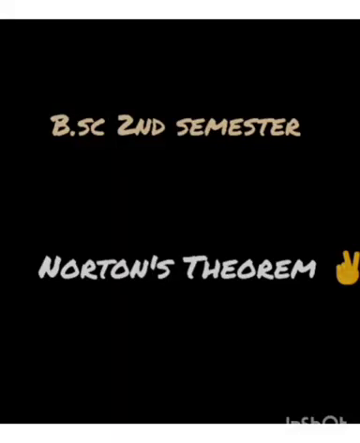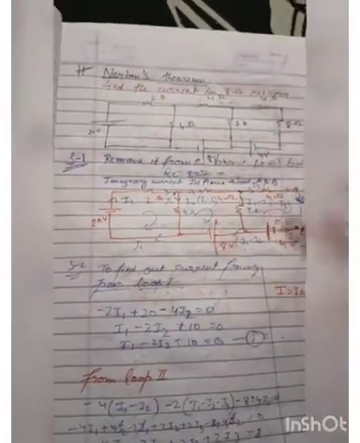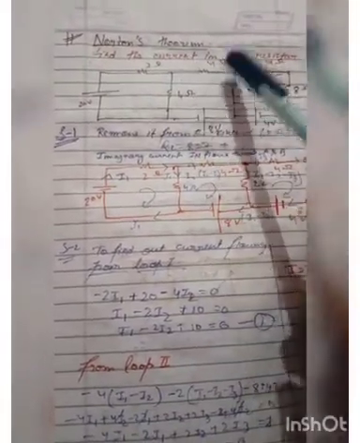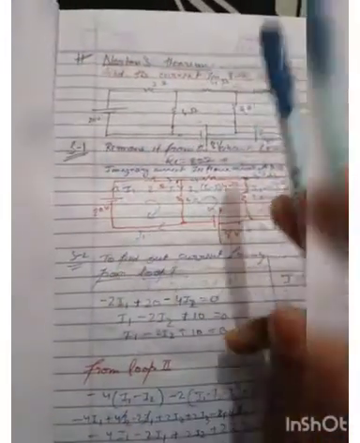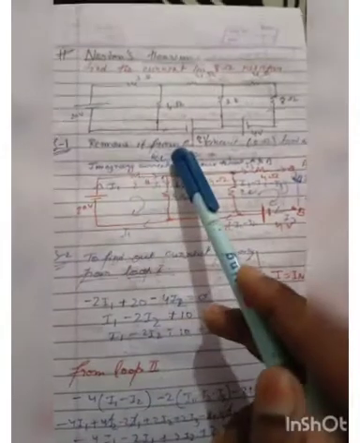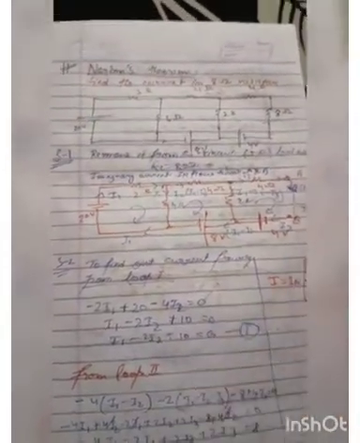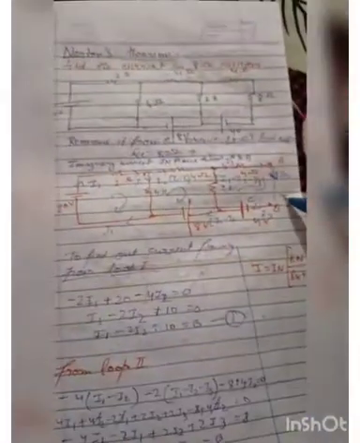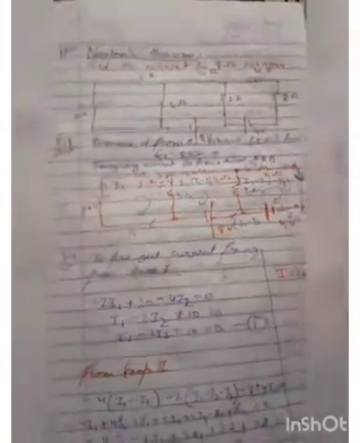Now the next is Norton's theorem. I will explain Norton's theorem by taking a question that will help you understand the theorem. The question is, find the current in the 8 ohm resistor. The first step of Norton's theorem is the same as Thevenin's theorem. We remove the load resistor from the circuit, that is the 8 ohm. But here we take an imaginary current IN flowing through A and B.